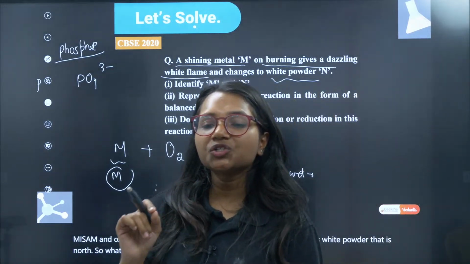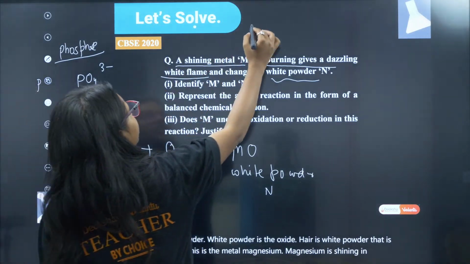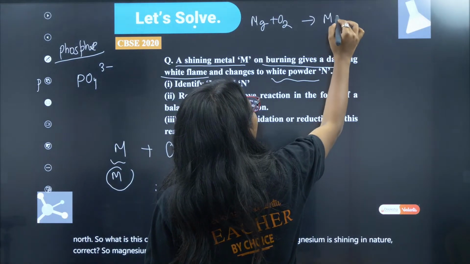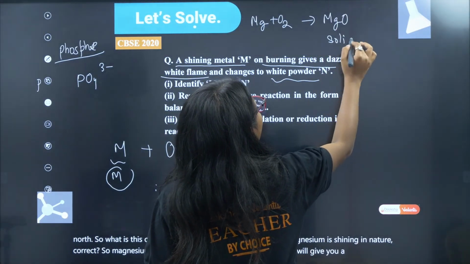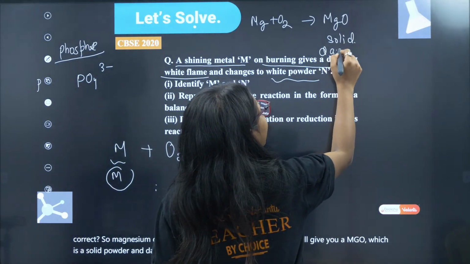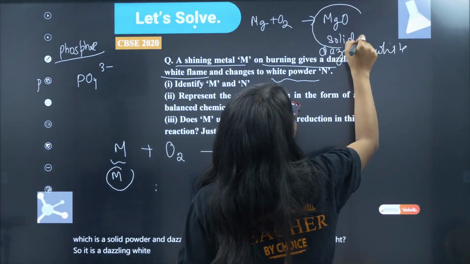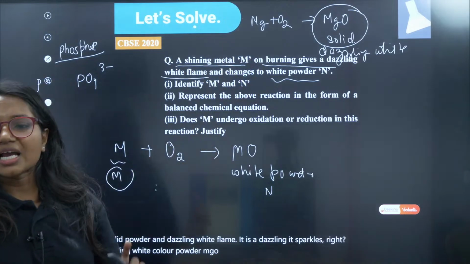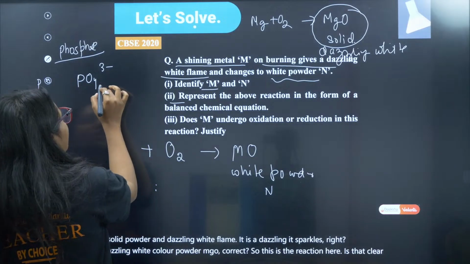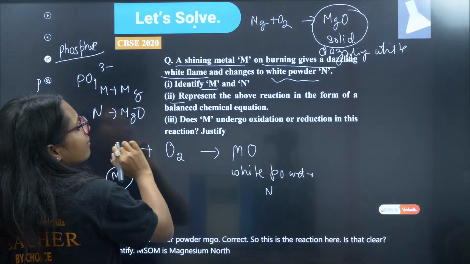This is the metal magnesium. Magnesium is shining in nature. Correct? So magnesium combines with oxygen. It means burning. It will give you MgO, which is a solid powder, with a dazzling white flame. It sparkles, right? So it is a dazzling white powder, MgO. Correct? So this is the reaction here. Is that clear? Identify M. So M is magnesium, N is magnesium oxide.